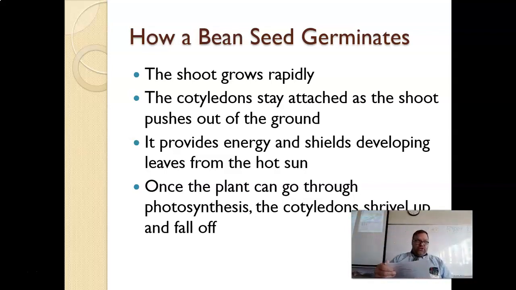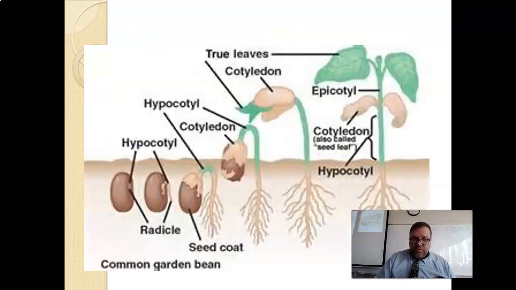And there should be a picture in your notes on page 12. We're going to take a look at that. There it is. So there's the seed. The radicle starts to grow. There it is. Cotyledon is still there. See how it's protecting the leaves? The root goes down. The cotyledon then eventually shrivels up and falls off as the leaves develop, and it can go through photosynthesis. All right, one more little section.